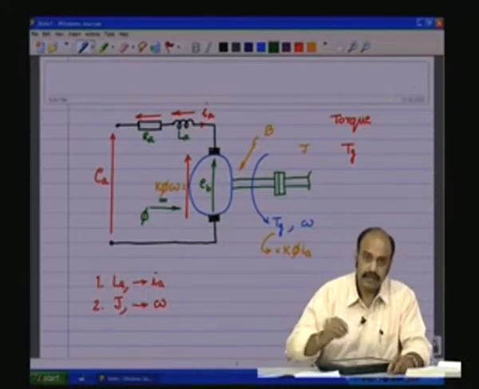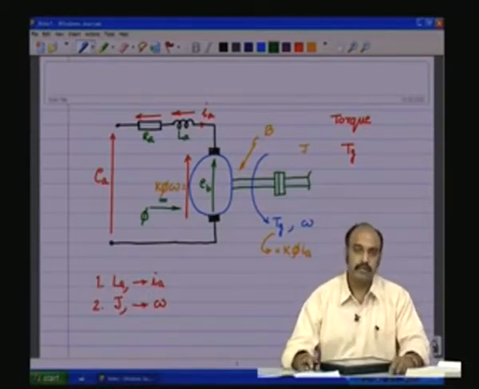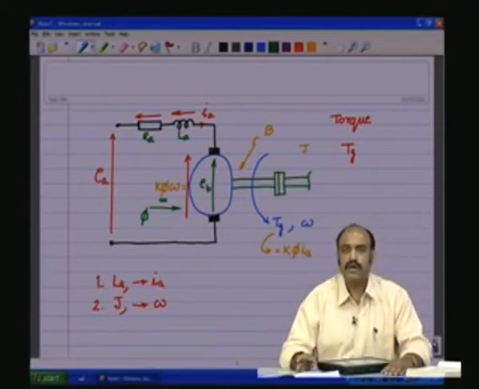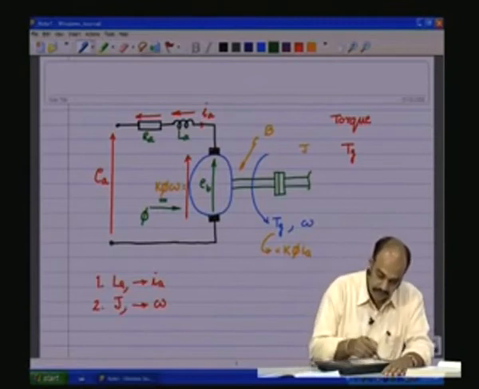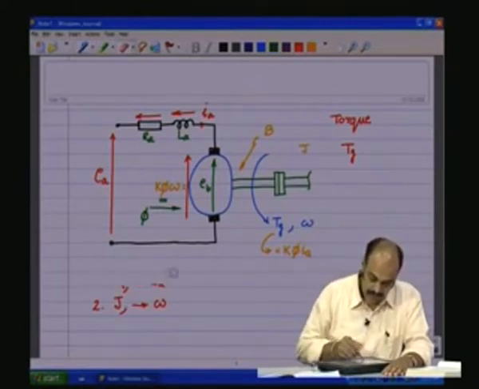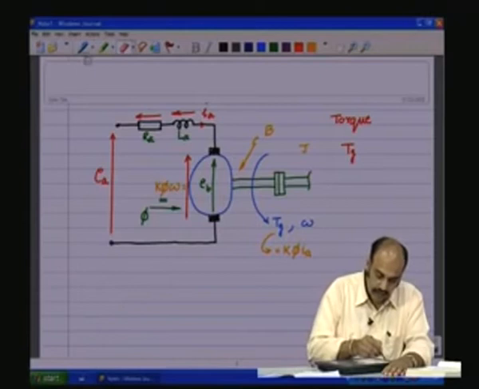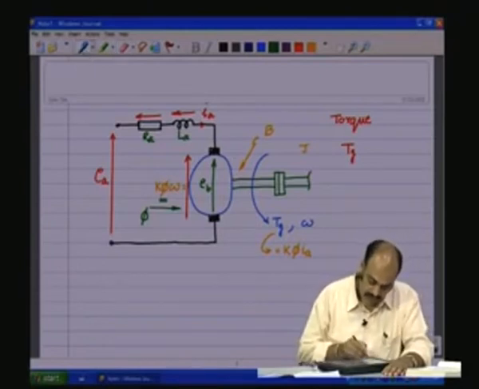So, first let us consider the case of the shunt motor, or a separately excited motor, where phi is a constant. We are not touching phi. So, under that condition, we can now write the equations.